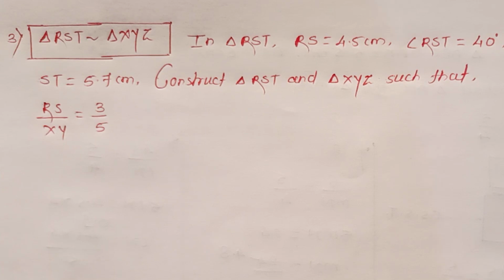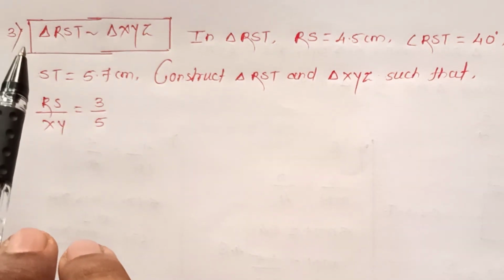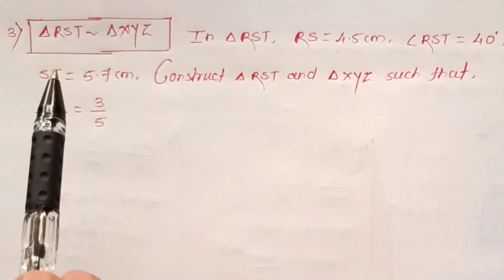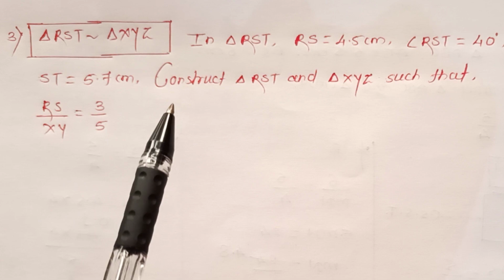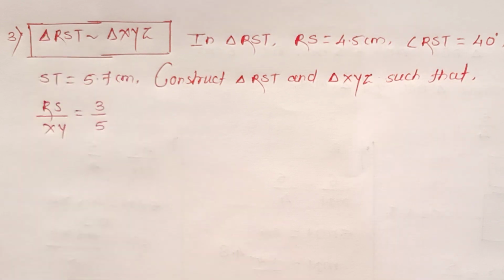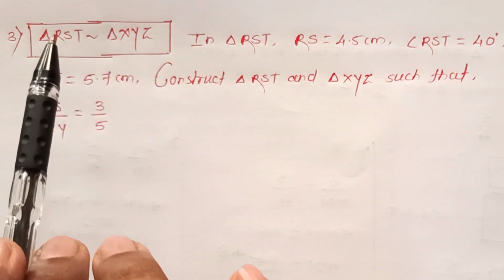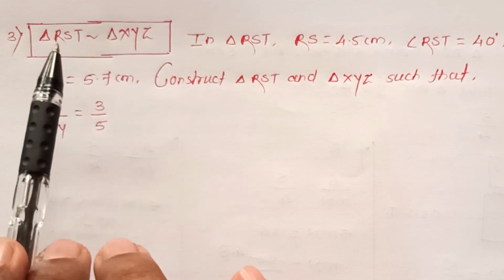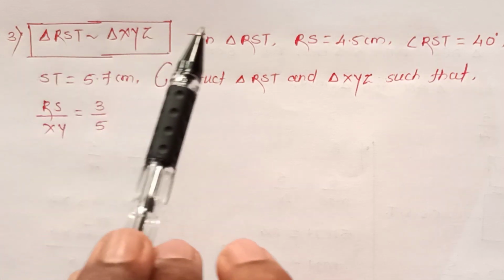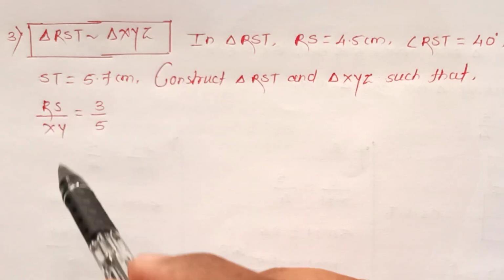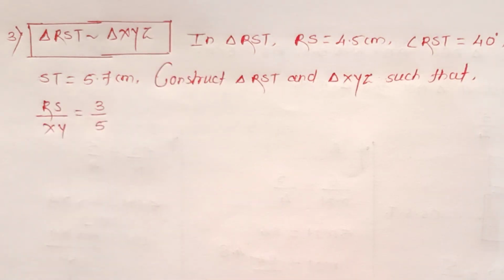So this is question number 3 from practice set number 4.1. Again in this question two triangles are given. Triangle RST similar to triangle XYZ. Okay, and we have to construct these two triangles. Now in this question not a single vertex is common between these two. Okay, so we have to find the corresponding sides and corresponding angles.